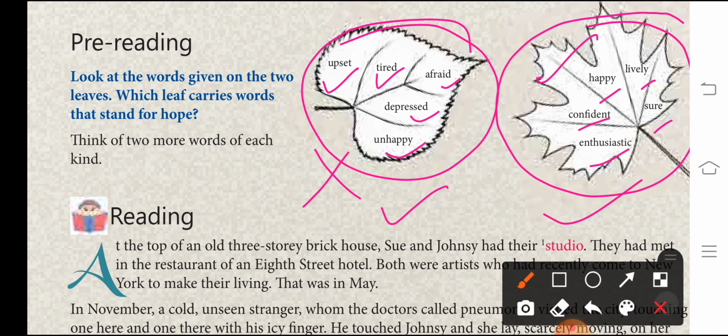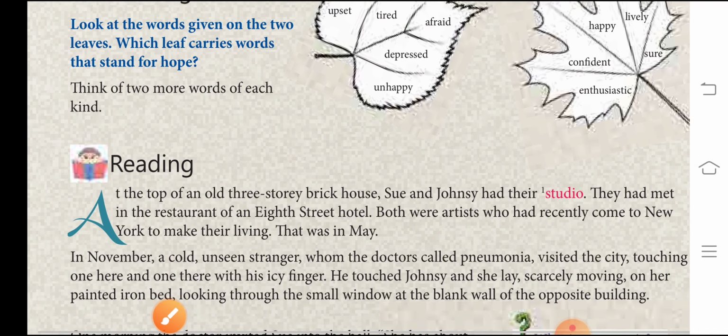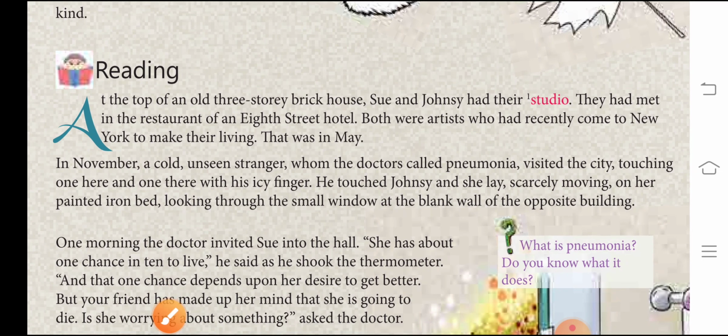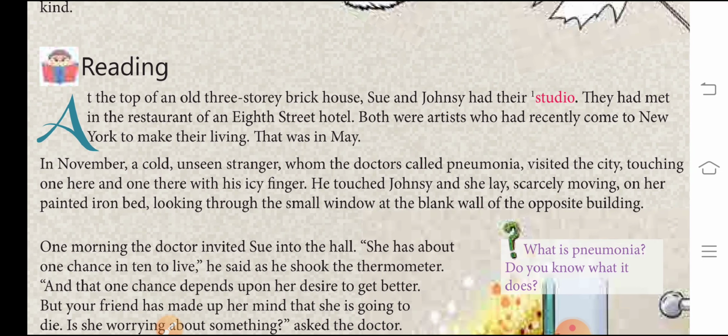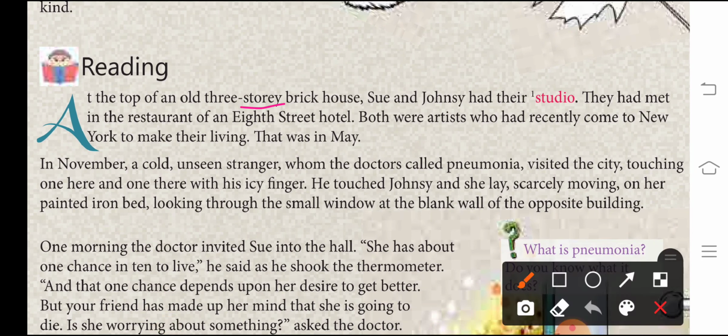Okay. When we start the reading of the chapter, let's see. Please listen to the text, listen to the video carefully, and please note down the difficult words. So I am reading the first line on page number 10. At the top of an old 3-story brick house, Sue and Johnsy had their studio.